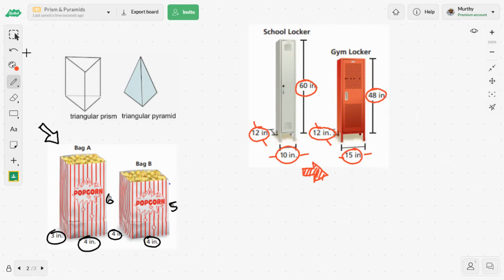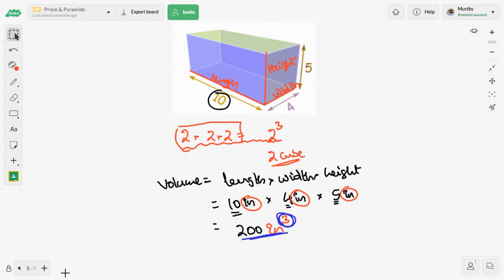Okay. So first of all, let me copy this. Okay. Let's go to the next page.